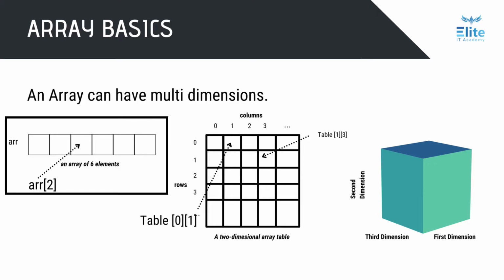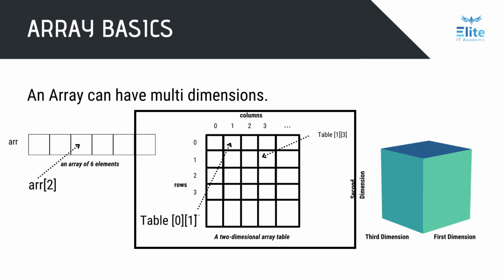Then we have two-dimensional arrays, where the array is arranged as an array of rows, where each row has an array of columns. Elements of a two-dimensional array can be accessed using two indexes, a row index followed by a column index. As shown here, table 0, 1 accesses the first row which has the index 0 and the second element in that row which has the column index 1.